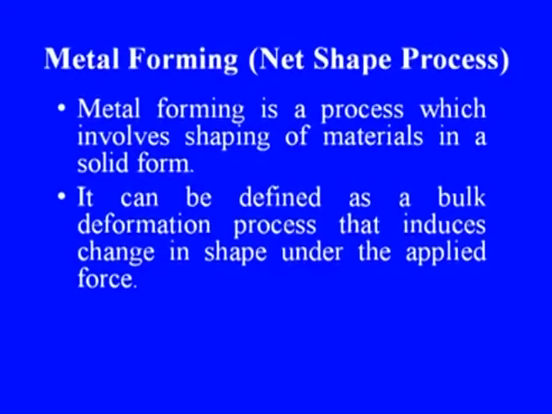Then comes metal forming, which is also a net shape process. Metal forming is a process which involves shaping of materials in a solid form. It can be defined as a bulk deformation process that induces change in shape under the applied force. Classification of metal forming processes.